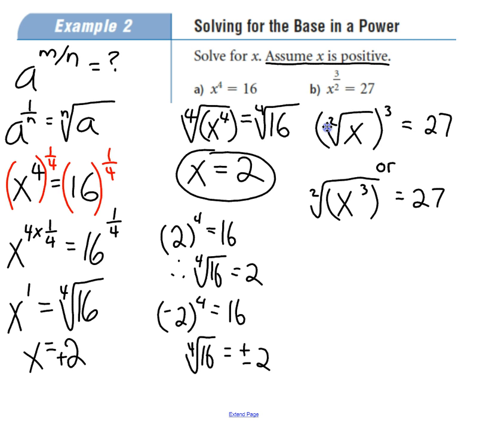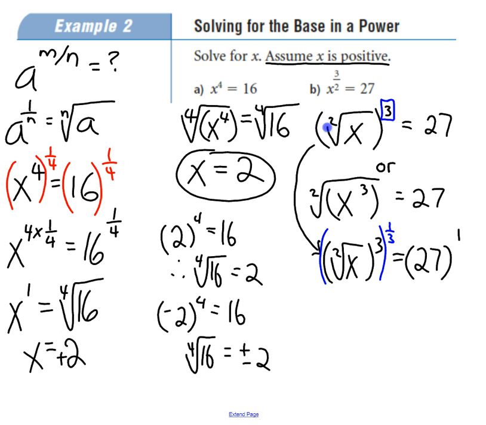So if we were to use, let's say, this first version here, I might say, well, opposite operations, what's the opposite operation of raising something to the exponent 3? It would be taking the cube root. So I could take both sides and take the cube root. Now, how do we take the cube root? Well, let's try to think of it using rational exponents. If we raise both sides to the 1/3, that's taking the cube root, and that's an operation which we can apply to both sides.